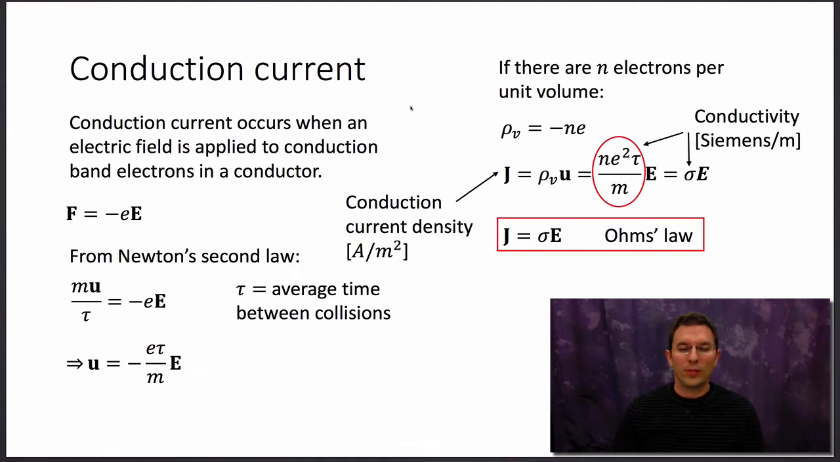Well, for the purposes of this class, we're going to be mostly concerned with conduction current. And this is the second type of current that we encounter in EM. Conduction current occurs when an electric field is applied to conduction band electrons in a conductor. So you don't need a conductor for convection current, but you do need a conductor for conduction current. Okay. Well, let's just consider a single charged particle here that carries charge minus e. Okay, so a single electron essentially.